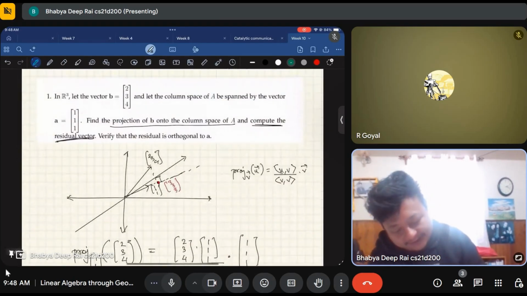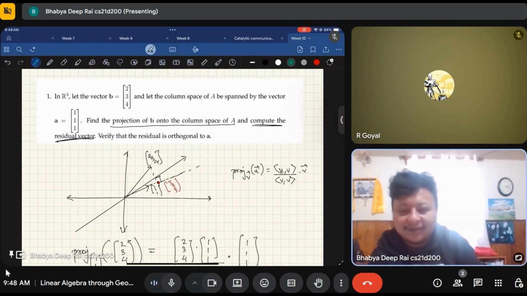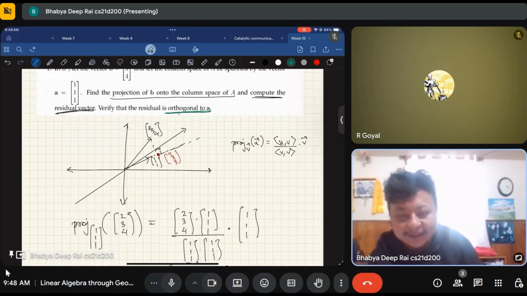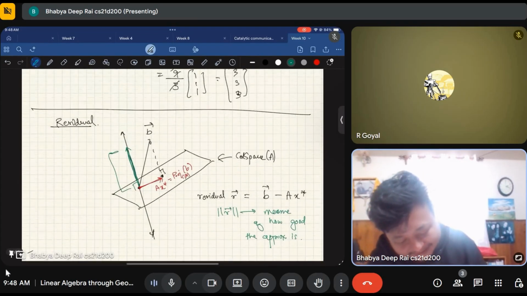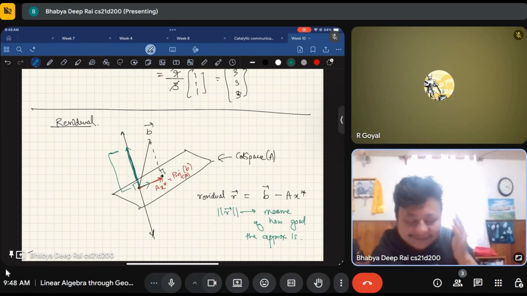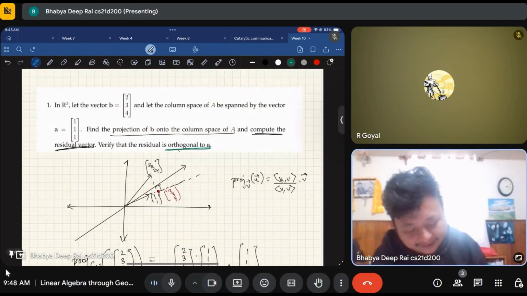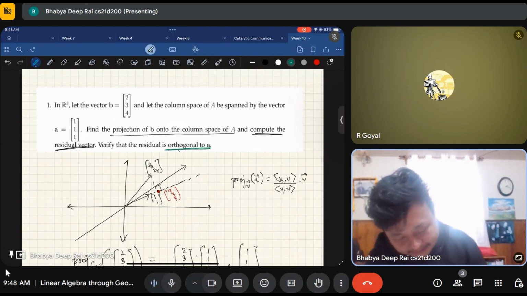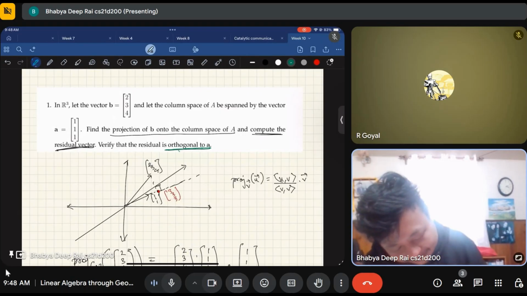So it's saying compute the residual vector, verify that the residual is indeed orthogonal to A. This I told you, right? It should be orthogonal to A, because A forms the basis vector of this particular column space. In fact, it is not just orthogonal to A. It should be orthogonal to every vector in the column space, which is quite obvious in this case because it's just a single line. Now, find the projection of b onto the column space, compute the residual vector.